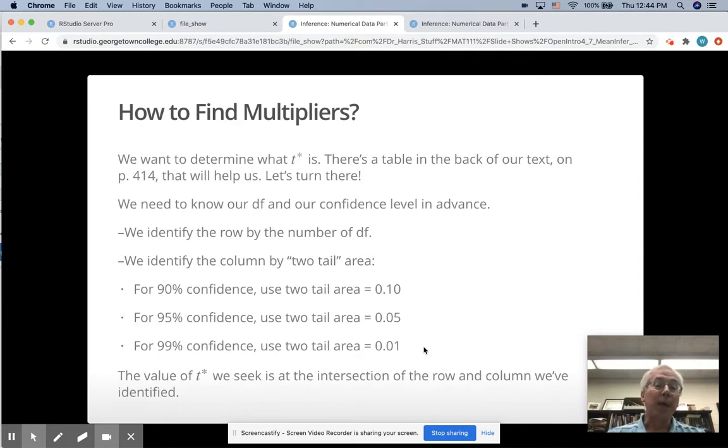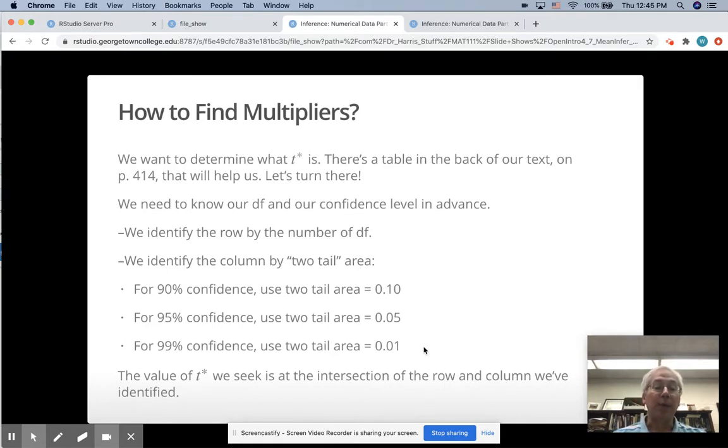Before we go to the table, we're going to need to know how many degrees of freedom we have, and we're going to need to know what our confidence level is. It'll be either 90%, 95%, or 99%. Our table is going to have a right row and a right column. We'll find the right row by looking at the degrees of freedom heading for that row, and we'll identify the right column by knowing what our confidence level is and corresponding that to a two-tail area.